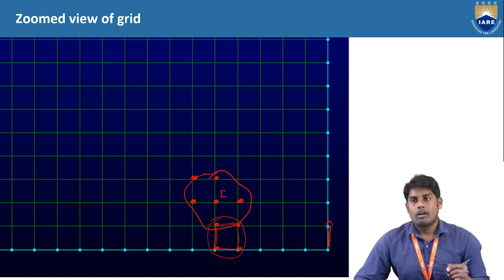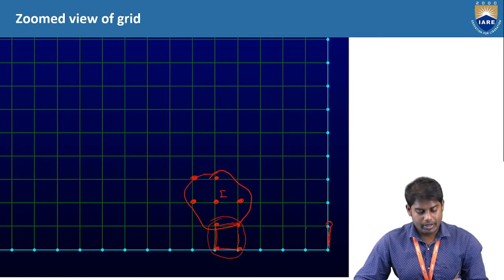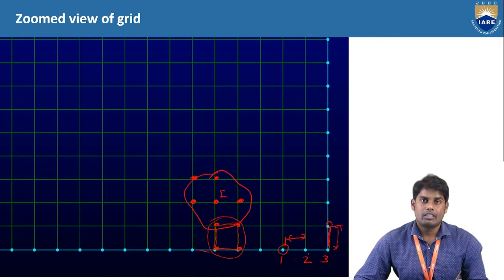To determine what is the spacing between successive grid points, basically this is one grid point. Let's say this is one and this is two. The distance between these two grid points will vary, and the distance between these two grid points also will vary. So let's say 1 and 2, 2 and 3. If the distance between grid points 1 and 2, and 2 and 3 are equal, then it is called a uniform mesh.